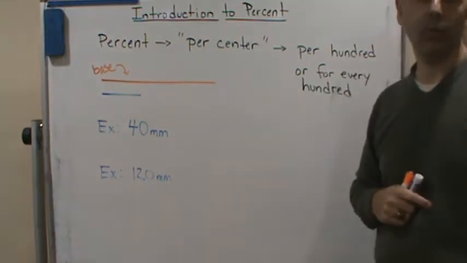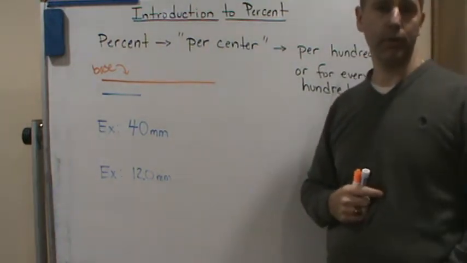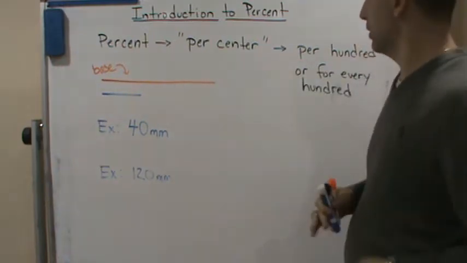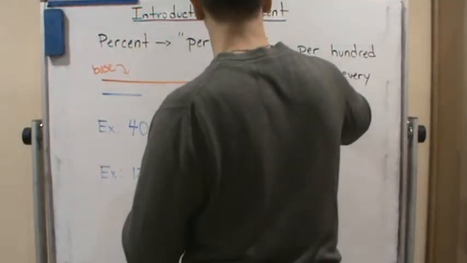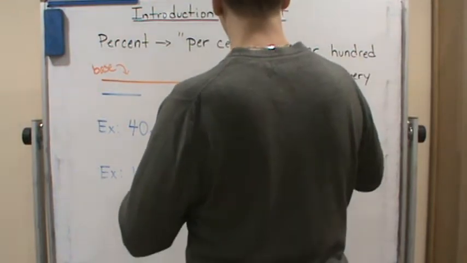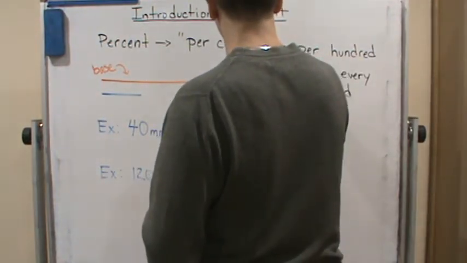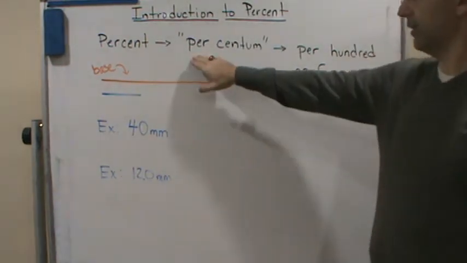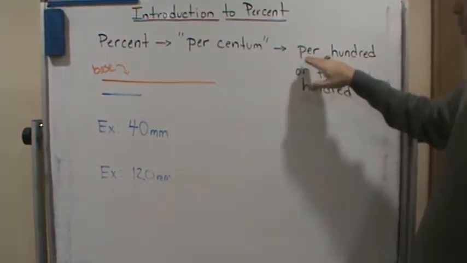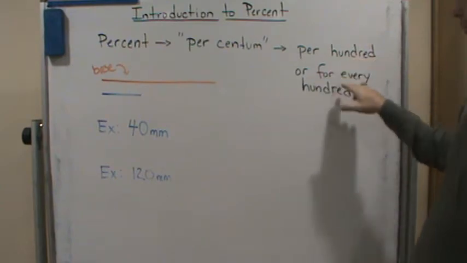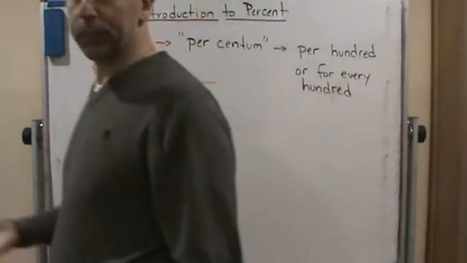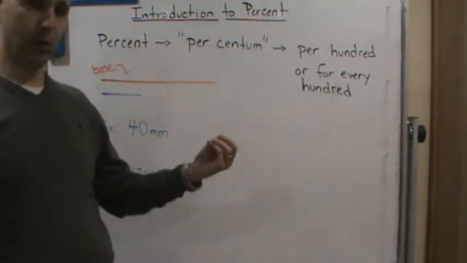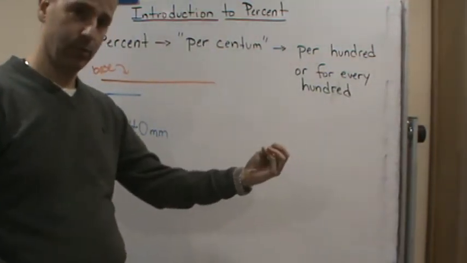Well, the word percent comes from the Latin words per centum, which again means per 100 or for every 100. And so literally that's what percent means. It means out of 100. Okay? So this is a count out of 100, right?